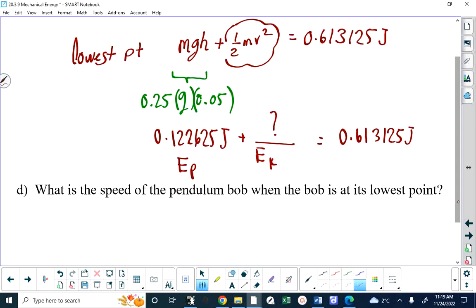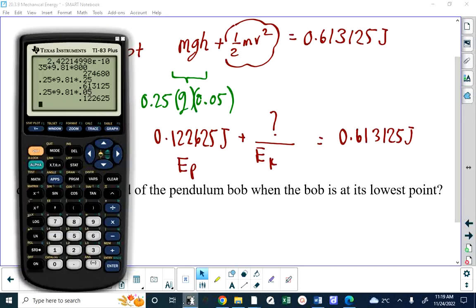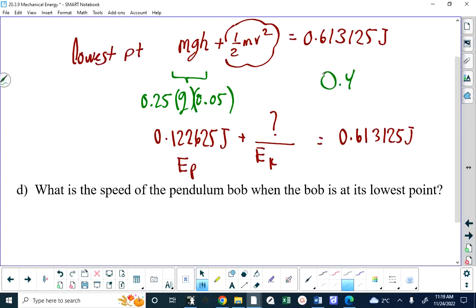And my brain, left side of my brain, just looked at the right side of my brain and said, let's take a nap. So I'm going to use my calculator. I need to take 0.613125 and subtract that, 0.122625. So the answer to this question is 0.4905 joules. And I'm carrying all my decimals. You know, on an exam you would round.